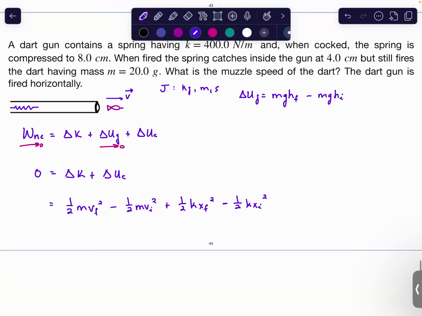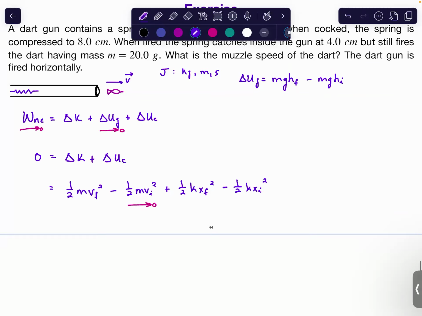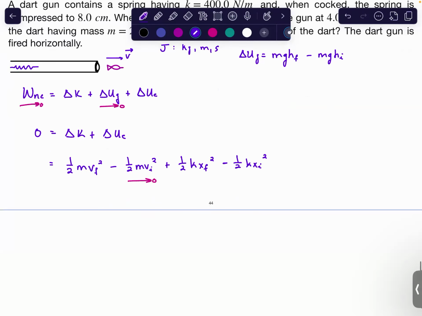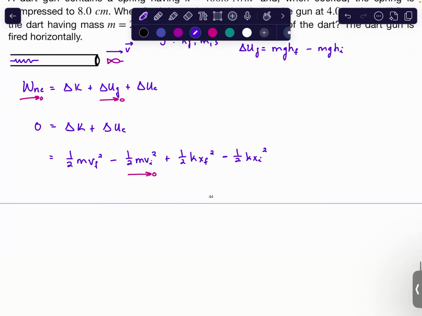Okay. So then, from here, what are we trying to solve for? Final velocity. What's the initial velocity? Zero. So that part also becomes zero.